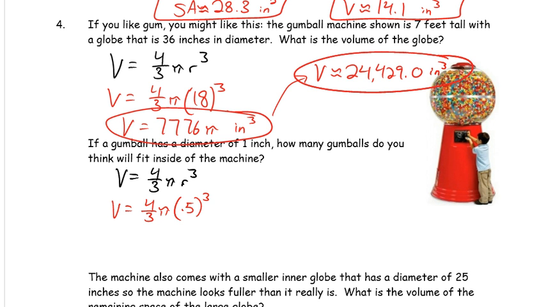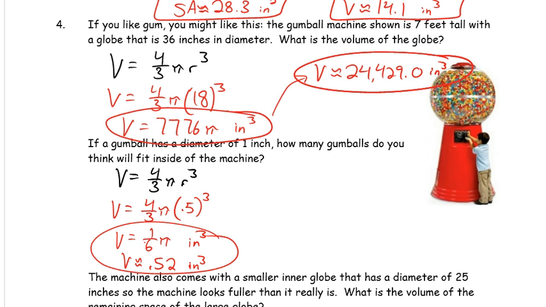So we get about 1/6 pi after we do our math, frac, and all that. So 1/6 pi inches cubed, or let's see what that comes out to be with pi. About 0.5, we'll go 0.52 inches cubed as our volume for a gumball. So let's look at this.